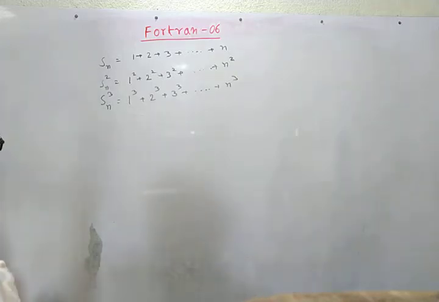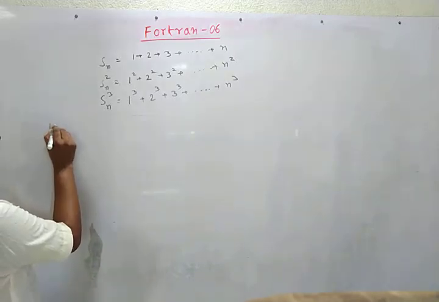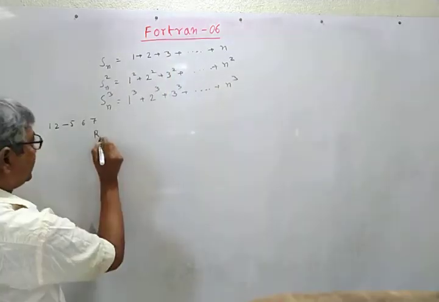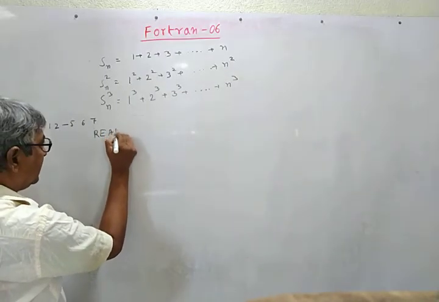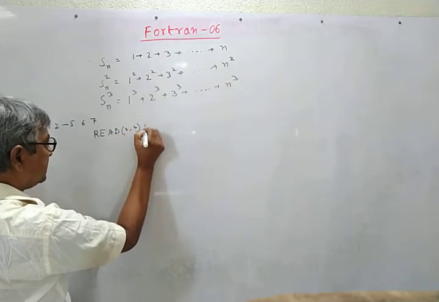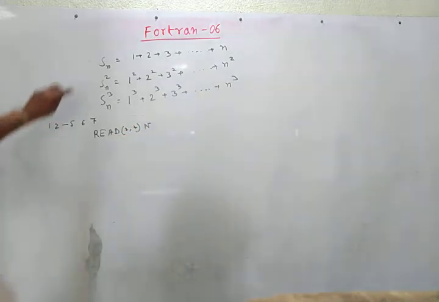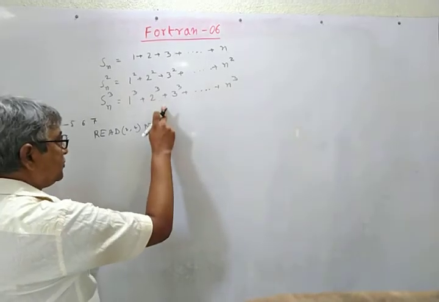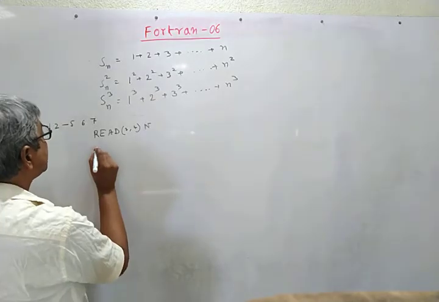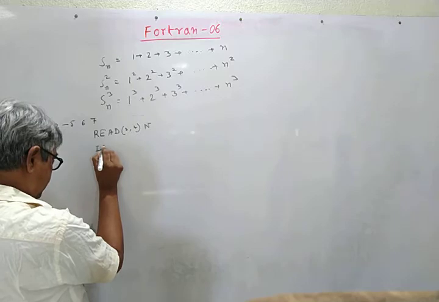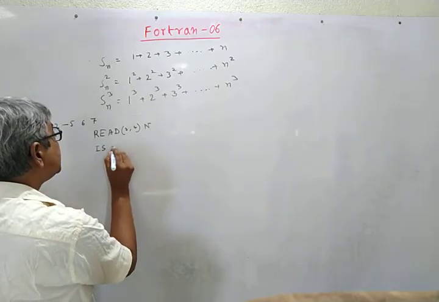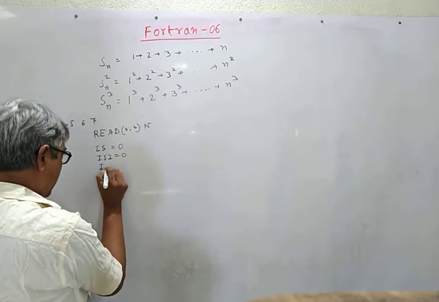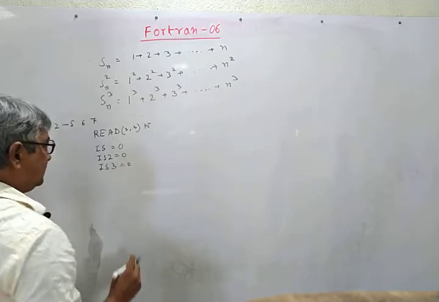So we start our program like this. The first line is to read the n. Then we have to initialize these sums. We want to perform this calculation in integer mode, so is is equal to 0, is2 is equal to 0, and is3 is equal to 0.